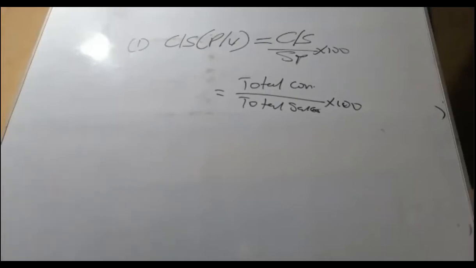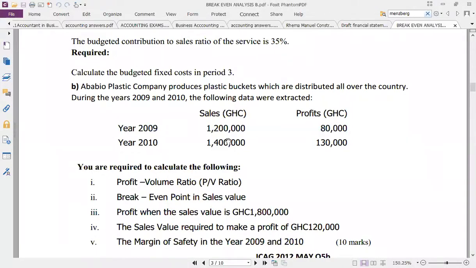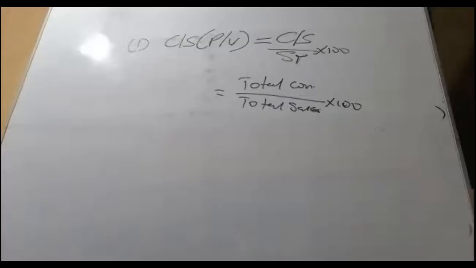In the question, total sales is there. Total sales is here. But there is no contribution. No fixed cost. No variable cost. That's good news. So this calls for a second or a third formula for the CS ratio. It's very important. Now the CS ratio formula that I have tried and tested, it's very good.